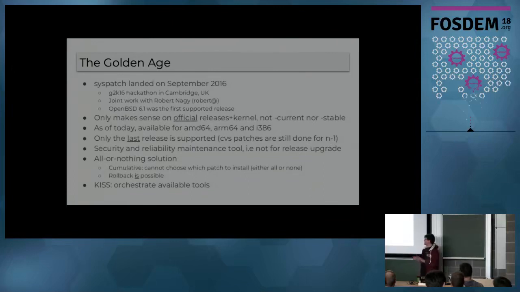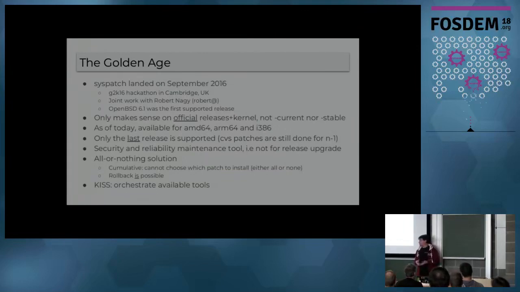This tool only makes sense on official releases and kernel. You cannot use it if you're using -current or -stable. It's really meant to be an additional layer on top of a regular release. As of today, we support amd64, i386, and arm64. We only support the last release. That means that as of today, we don't support 6.1 anymore, although it is still supported. Patches are still available, but as CVS patches. The reason for that is a lack of manpower.